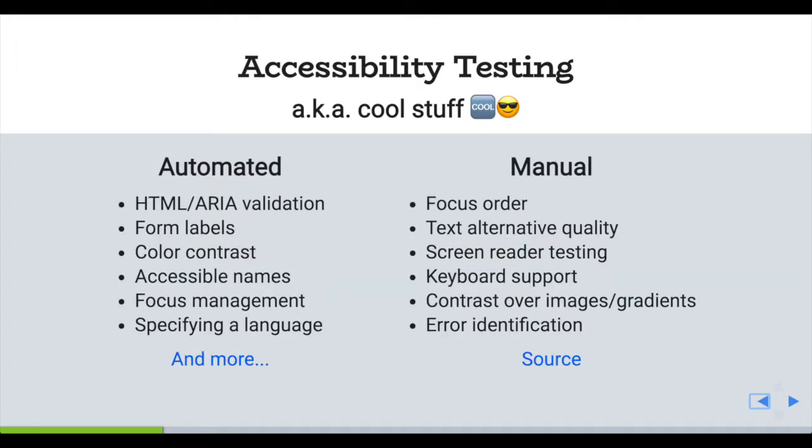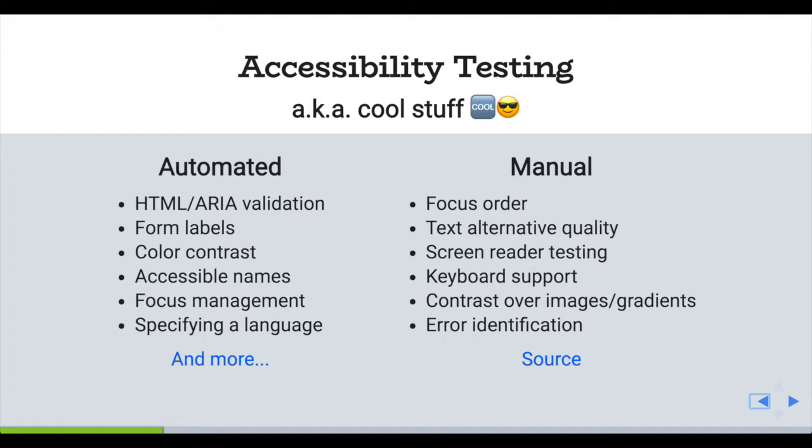But the cool stuff to me is all the accessibility testing. And we can automate things like HTML and ARIA validation to make sure that we're using tags correctly. We didn't make up ARIA roles, because I've seen that happen, make up attributes. What do you mean there's a set number of roles? I thought I could just make those up. We can automate checking for form labels, color contrast, accessible names for icon buttons, for example. We can automate testing of focus management in applications, specifying a language, and more.